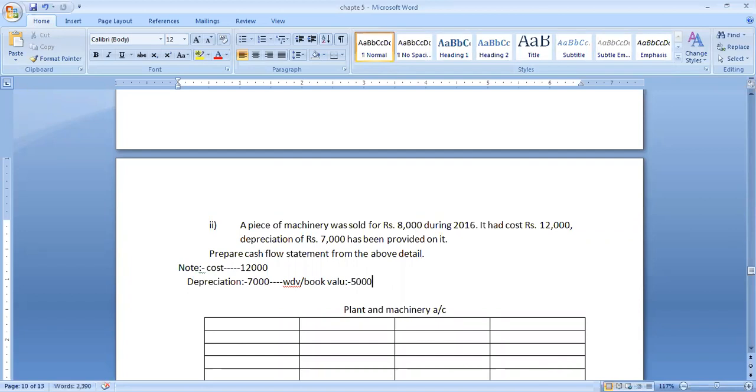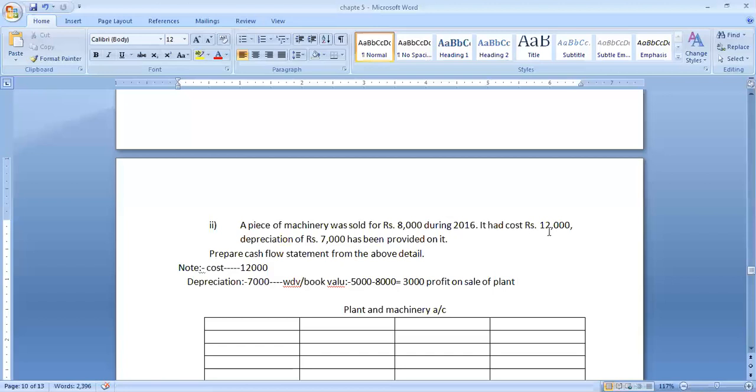Out of the 5,000, there is the sale transaction which is given. So what is the value which is being sold? It is 8,000. Now what will be the profit? The book value is less than the sale value, so the profit will be the profit on sale of plant. This is how the calculation moves on with this adjustment. A piece of machinery was sold for rupees 8,000 during the year 2016.